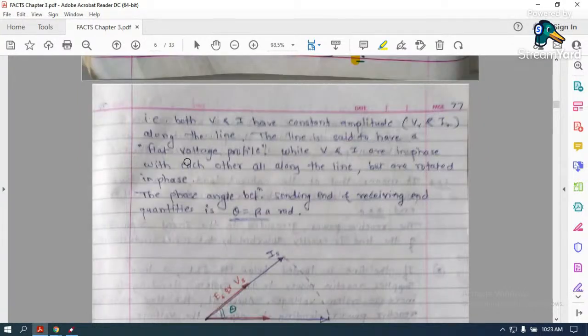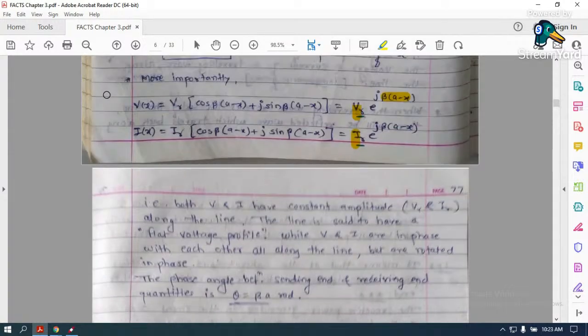The line is said to have a flat voltage profile. Why? Because you can see, what is the equation? V of x, I'm writing it as VR e raised to j beta (A minus x), correct? Out of this, VR is its magnitude. Now, look at this equation, V of x. V of x means what? This value is dependent on the value of x. Right? The phasor value is dependent on the value of x. X is what? The distance.